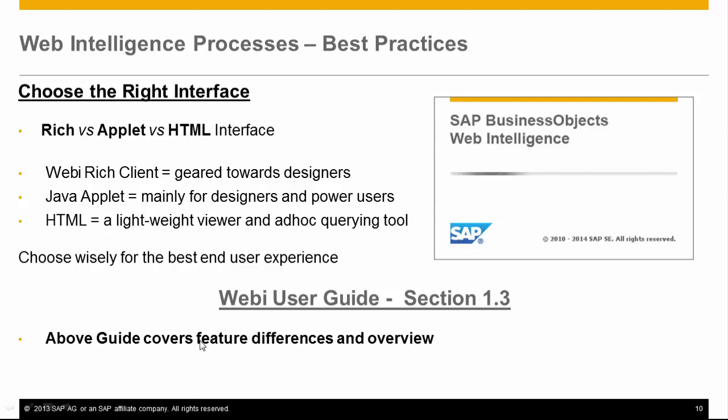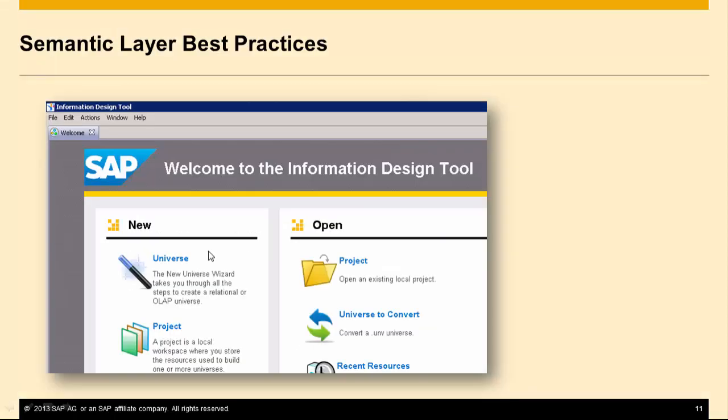There is also the Webi user guide here. Section 1.3 covers all the different features, does a comparison matrix of these viewers, so you can help choose which one's best for you. So there, we'll dive into some semantic layer best practices next.